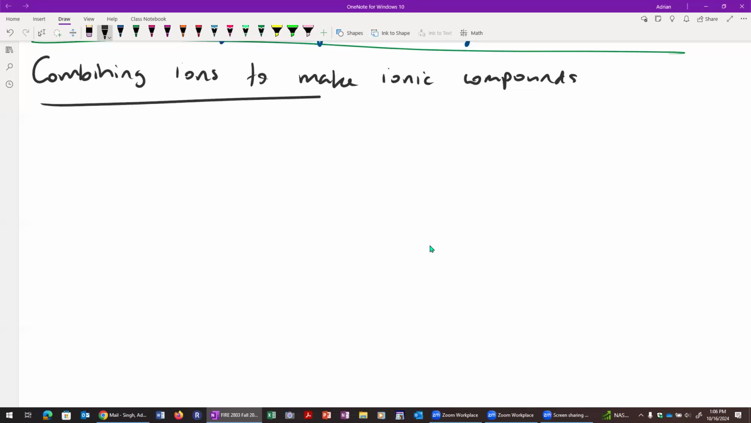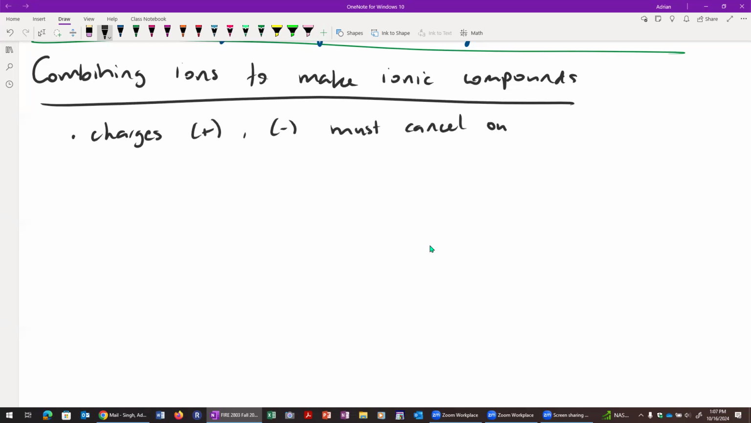Okay, and the key thing that you want to keep in mind when we combine these is the following. When you combine them, you need to make sure that the charges, so those are the positive charges and the negative charges, have to cancel out. So in other words, an ionic compound, any compound in general, must be overall neutral. So let's take a look at a couple simple examples, and then we'll show you some shortcuts to get to the same answer.